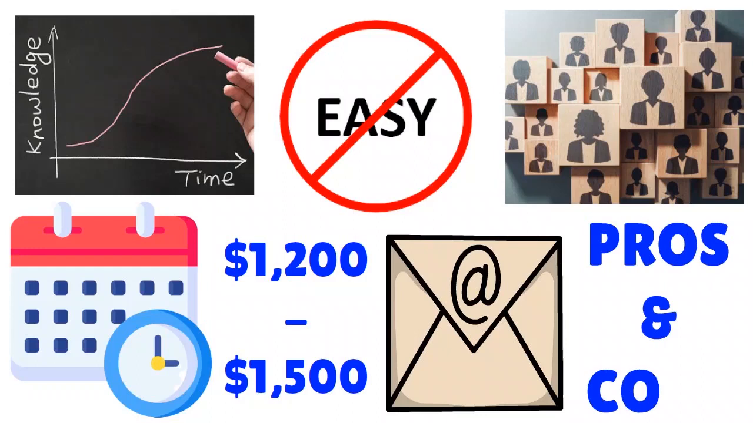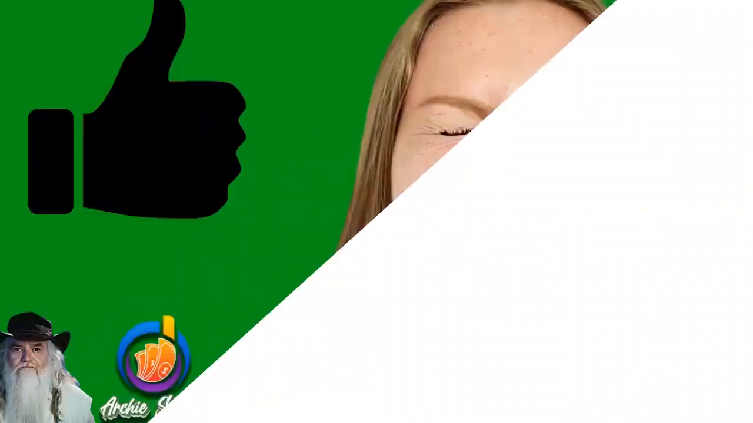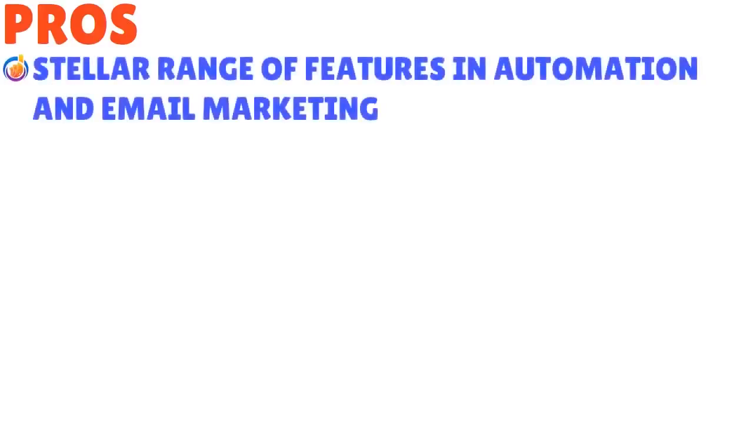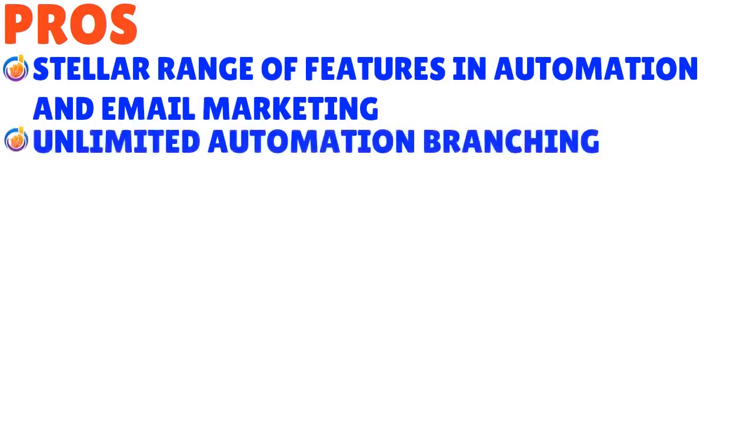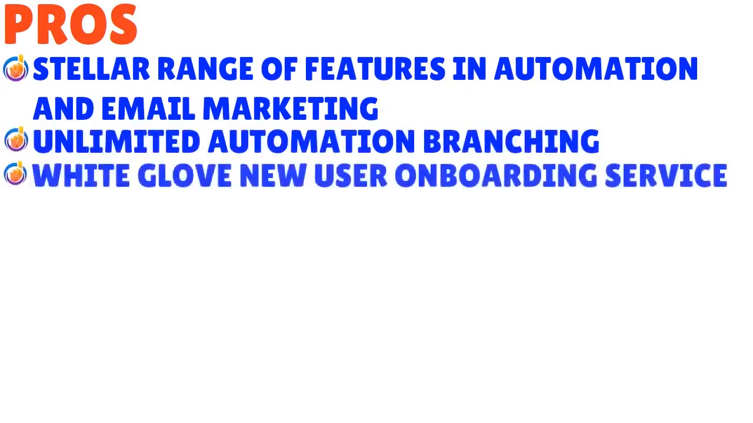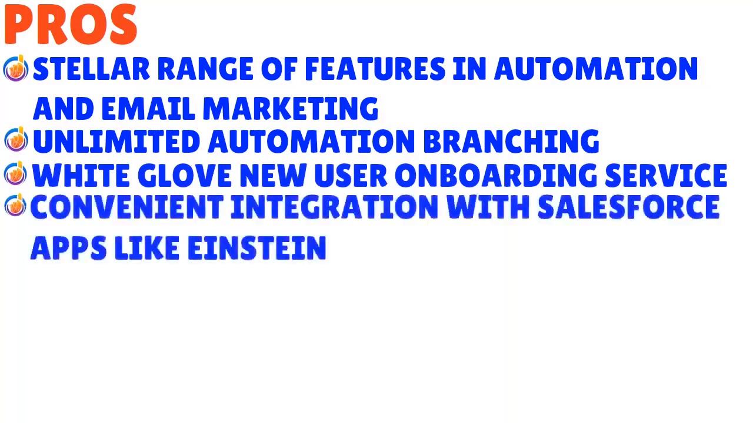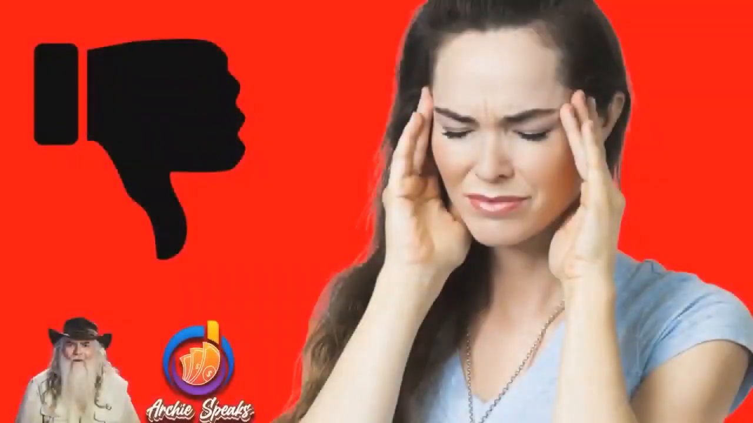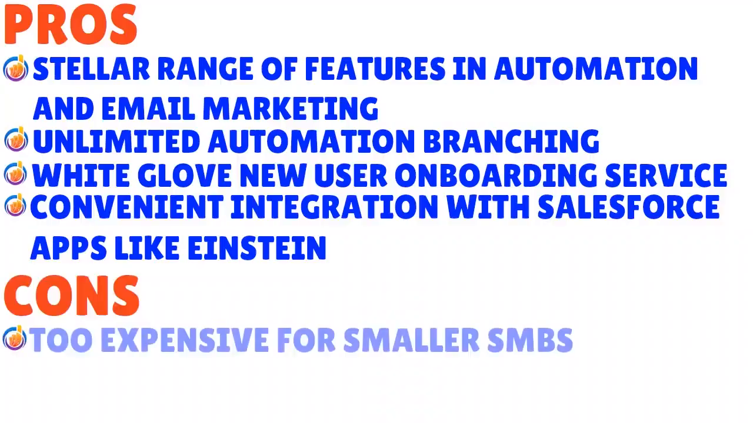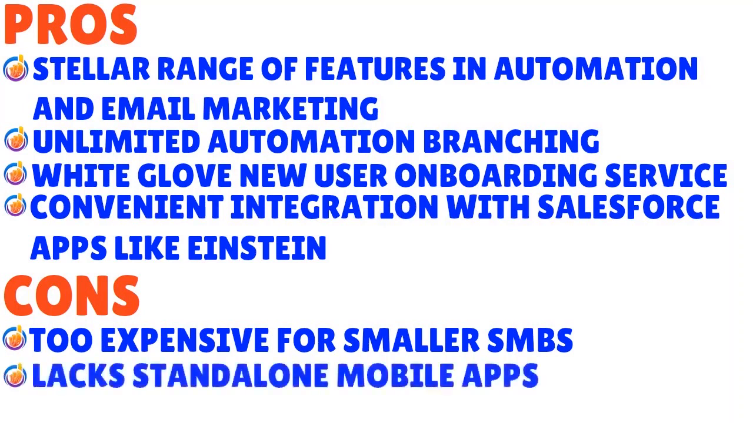Let's talk about the pros and cons here. What are the pros? You have a stellar range of features in automation and email marketing. You have unlimited automation branching. You have a white glove new user onboarding service. And you have a convenient integration with Salesforce apps like Einstein, for instance. What about the cons? It is too expensive for small and medium-sized businesses, including startups. And Pardot actually lacks standalone mobile apps.